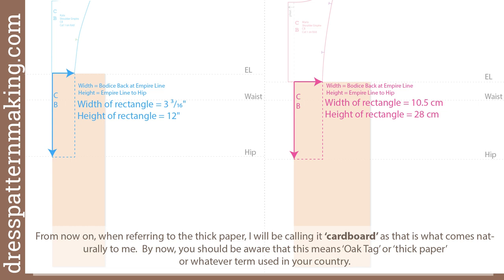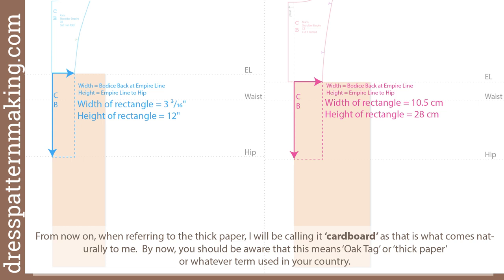So draw a rectangle, the width of which is the bodice back at the Empire line, and the depth is the Empire line to hip measurement. We'll do the hem later, the length to the knee, at the moment just to the hip. Now for Kate, the width of the blue rectangle, shown by the blue horizontal arrow, is 3 3/16 of an inch. The height to the hip, shown by the blue vertical arrow, is 12 inches.